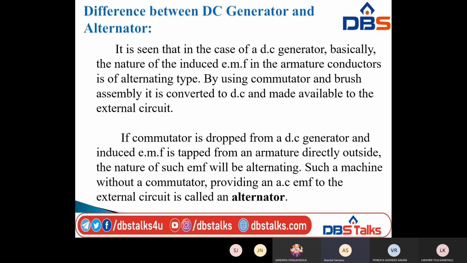Next, if the commutator is dropped from a DC generator and the induced EMF is taken from the armature directly outside, the nature of such EMF will be alternating. Such a machine without a commutator, providing an AC EMF to the external circuit, is called an alternator. So this is the difference between DC generator and alternator.